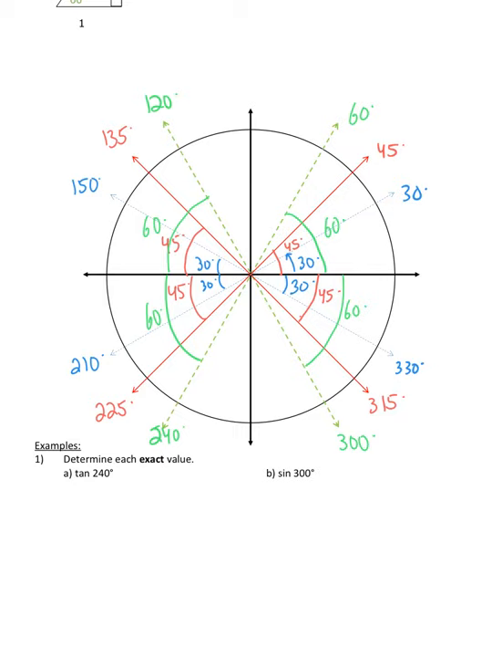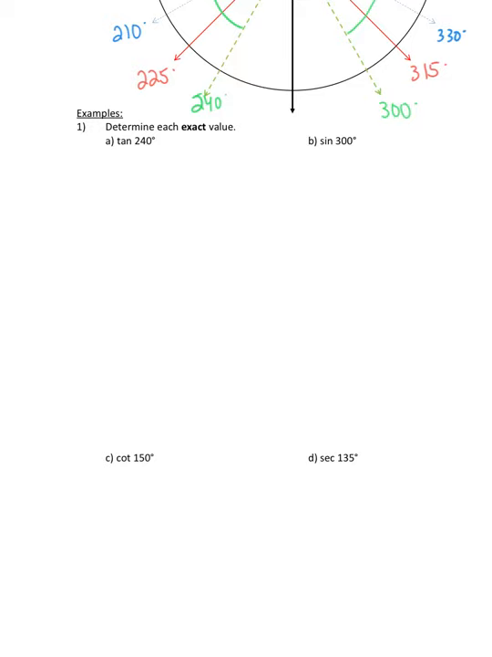So you are expected to be able to find the ratios for any of these angles without using a calculator and using those special triangles as well as remembering CAST. So let's do 4 examples together on how we bring the unit circle and the special triangles to find these exact ratios. Again, all without a calculator. So the first question is tan 240.